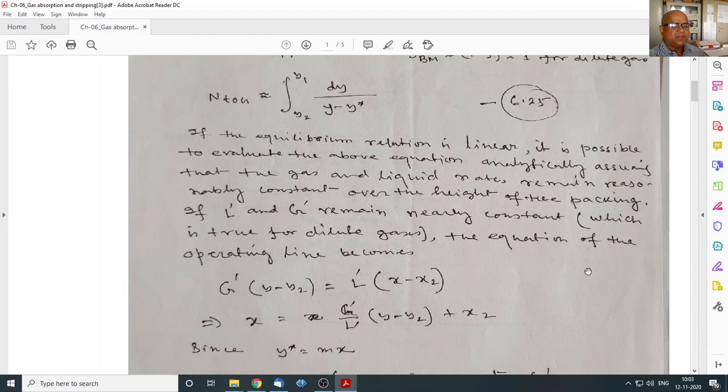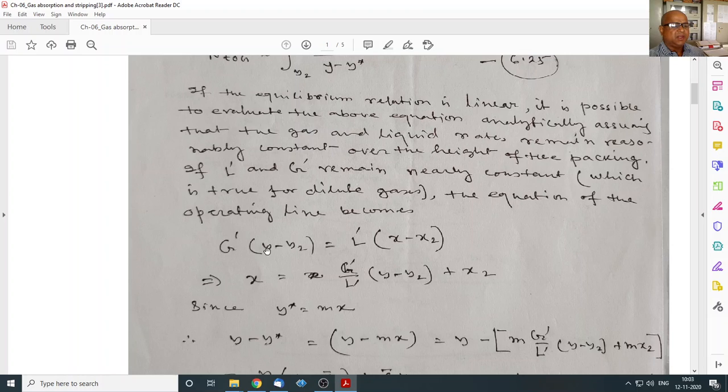In the above equation, if these things are not changed, and you take the extreme point 2 and any point y, then y minus y2, whatever transfer there is, will come to x minus x2.